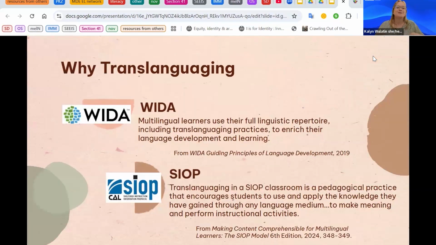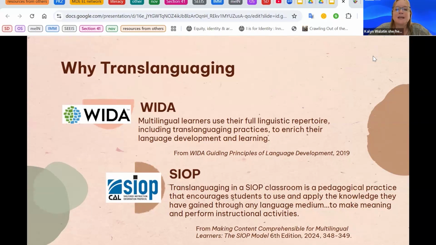So the why translanguaging? Hopefully with some of those quotes and stories got your emotions going on those other slides. But now we're going to look at a few different advocacy groups. Well, they might not be advocacy groups from the start, but like WIDA and SciUp are all about how to work with multilingual learners, right? And these are what they say about the topic, if you look at these quotes here.